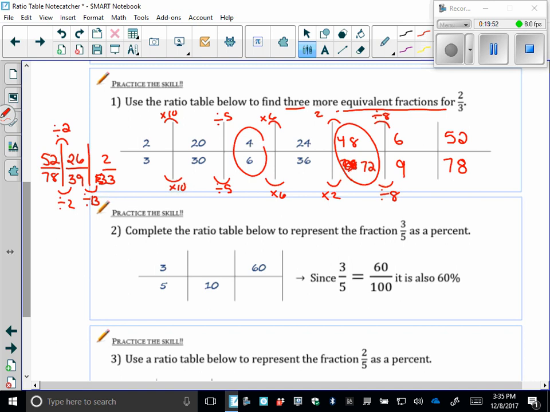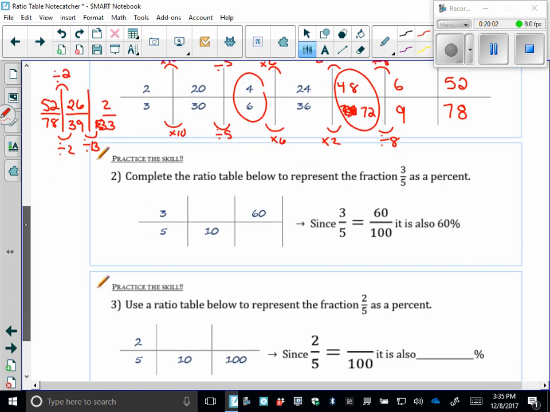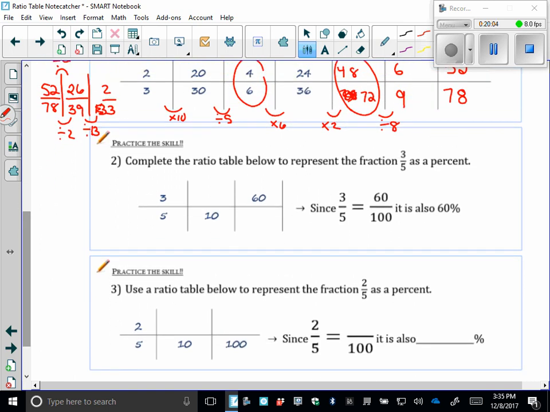Thumbs up or thumbs down? Okay, we're going to start the concept of percents, but you're not going to do it for homework. We're going to do it for warm-up when we come back. But since percent means per 100, if you could take a ratio table with a fraction and make the bottom 100, you've got percents. So, don't back up.